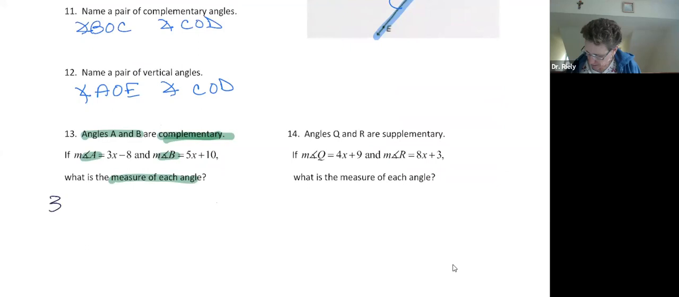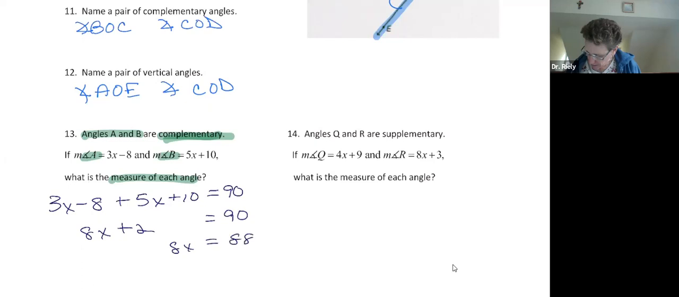So 3x minus 8 is the first angle. First angle plus the second angle has got to be 90. Combine like terms. I have 3x and a 5x. That's 8x. I have a negative 8 and a positive 10. That's plus 2. This has to equal 90. Subtract 2 from both sides. I get 8x equals 88. Divide both sides by 8. I get x equals 11.